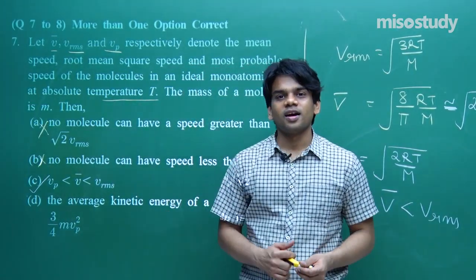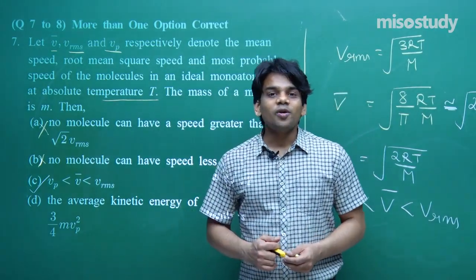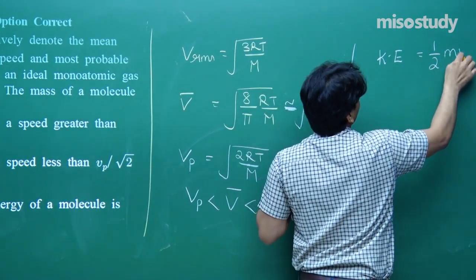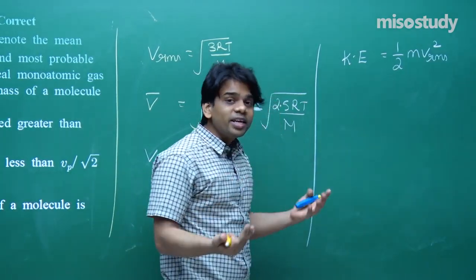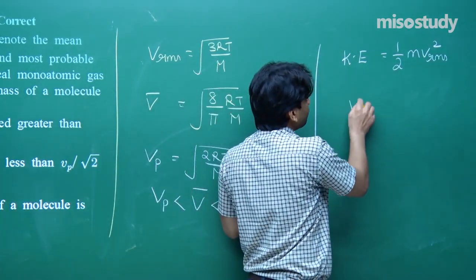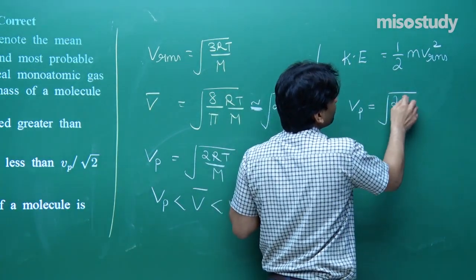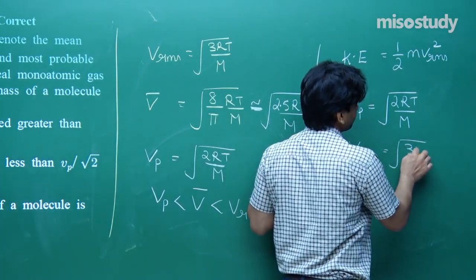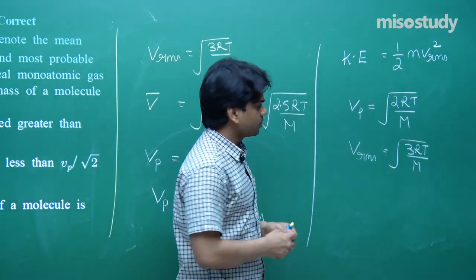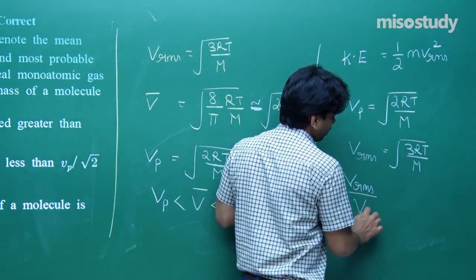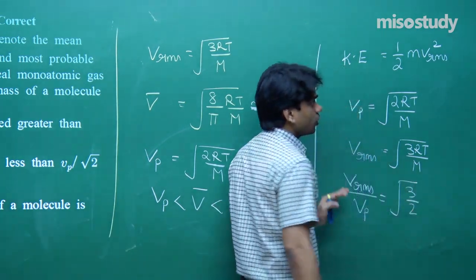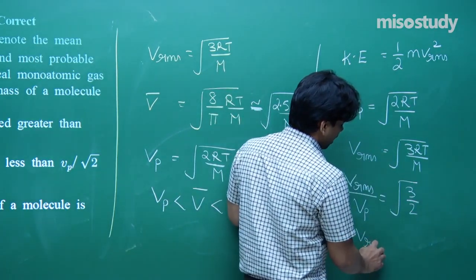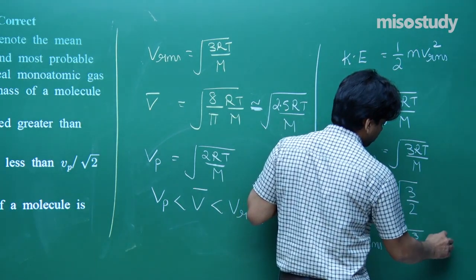For the third one, how to actually check the average kinetic energy of a molecule. Average kinetic energy in terms of RMS speed is half m V RMS whole square. It's given in terms of most probable speed Vp. So we know that Vp is equal to under root 2 RT by M and VRMS is equal to under root 3 RT by M. If I divide VRMS by Vp, we will obtain VRMS by Vp is equal to under root 3 by 2. So VRMS will be equal to under root 3 by 2 Vp.